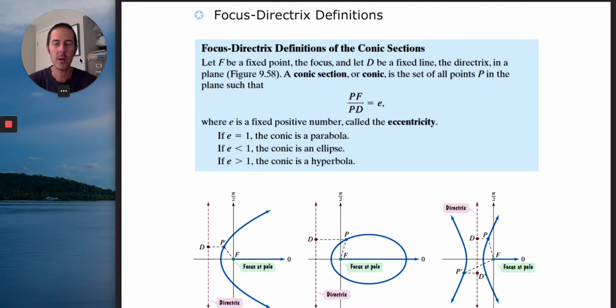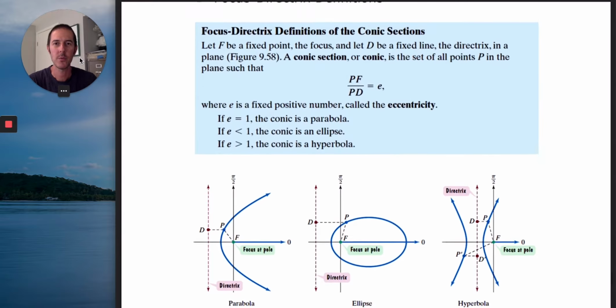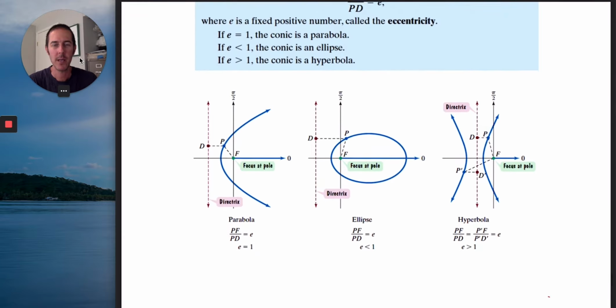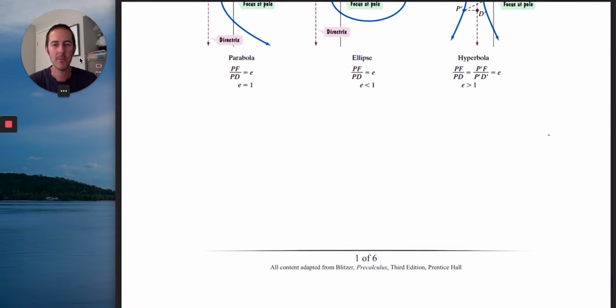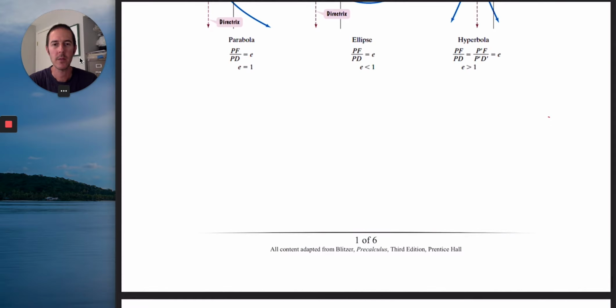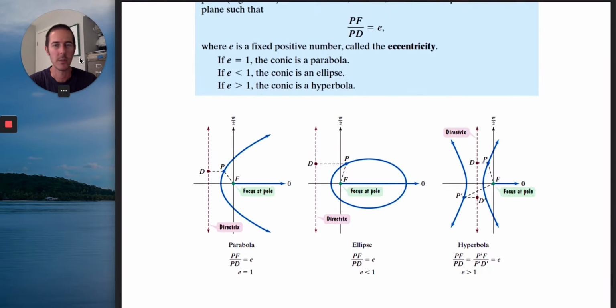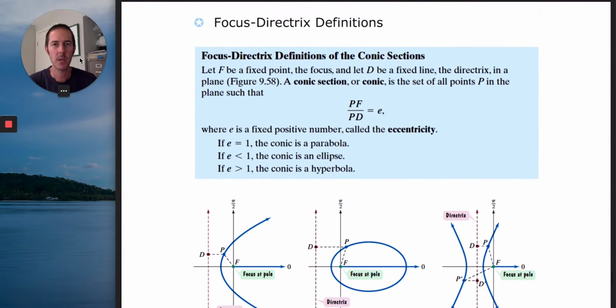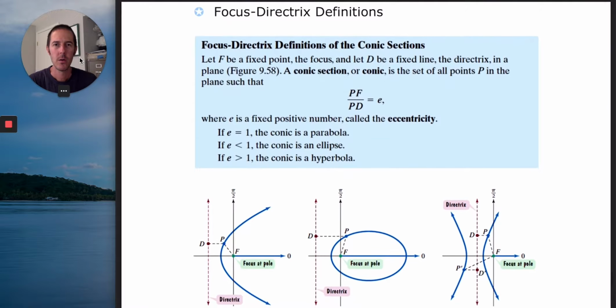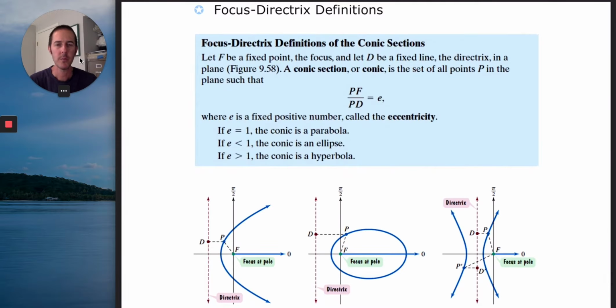And in this video, I'm going to walk through some PDFs, some slides, and this content is coming from Blitzer's Precalculus 3rd edition, so props for these pre-printed notes. We'll look at some definitions and some diagrams, and then I will work out some problems as we go along. So without further ado, let's get started.